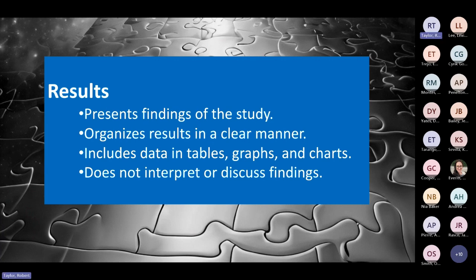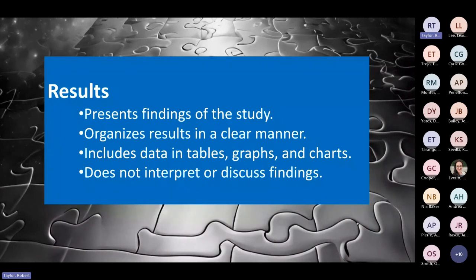So once, especially in empirical research, the researchers tell you what they're going to do, they describe the process that they're going to go through, they actually go into the real world and they present their findings. And they do this in an organized manner. It includes data in the forms of tables, charts, and graphs. But a key thing is they don't interpret or discuss these findings in the results section.